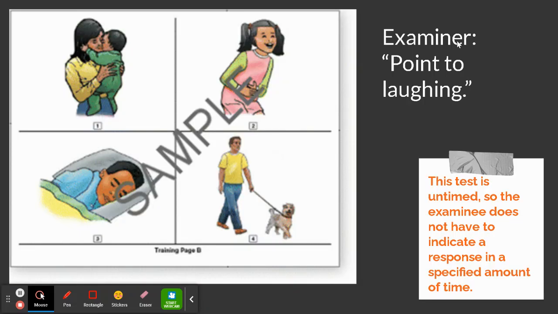Here's another example of verbs, the type of verbs that are used in this test. So in this instance, the examiner might say something like point to laughing. And as you can see, there's a picture of crying or hugging, laughing, sleeping, walking, and the examinee would point to the picture that depicts laughing. One thing to notice is that this test is untimed, so the examinee does have some time to consider all 4 pictures, and that is not a component in the scoring of this test.